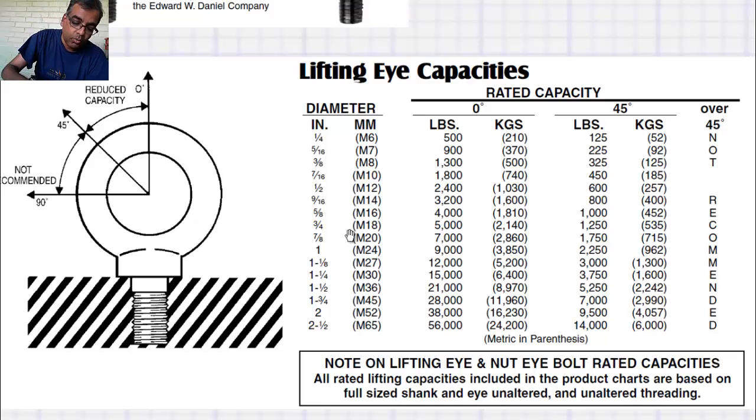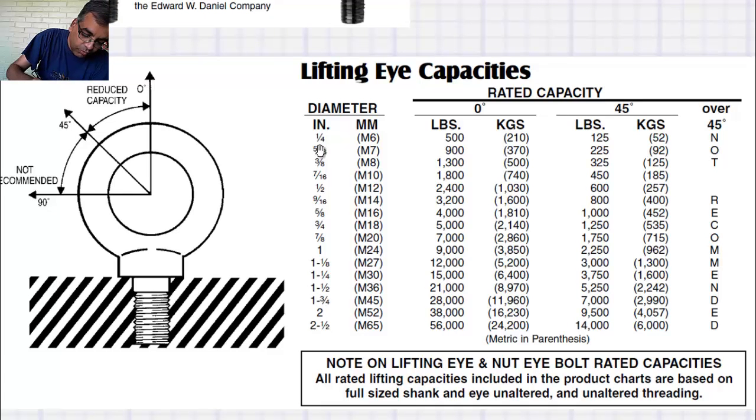Okay. So what it says is that we are looking at a 1/4 inch eye bolt. That's here. That 1/4 inch eye bolt, right? And you run your fingers along this and you say, okay, at 0 degrees it can take 500 pounds. At 45 degrees it can take 125 pounds. And over 45 degrees it says, no, don't use. That's very clear, very simple.